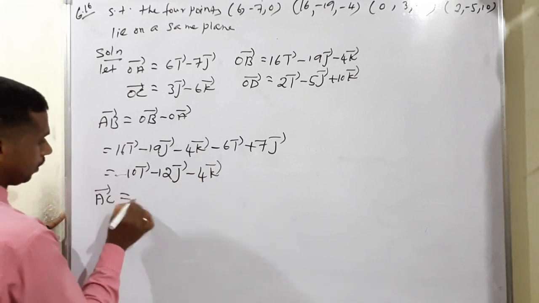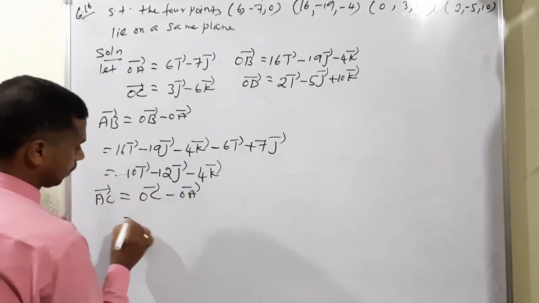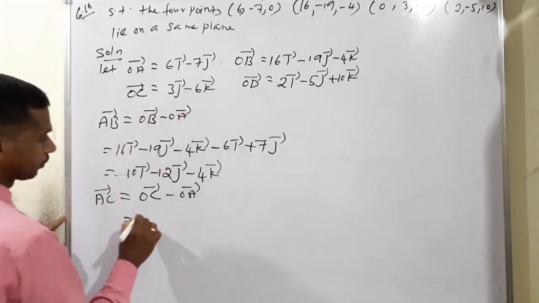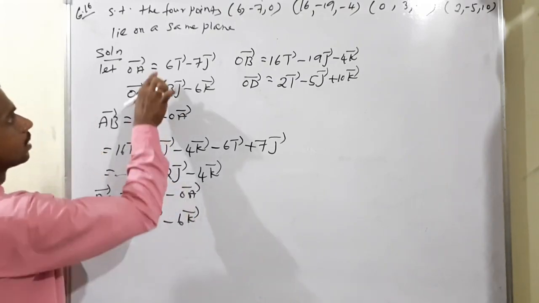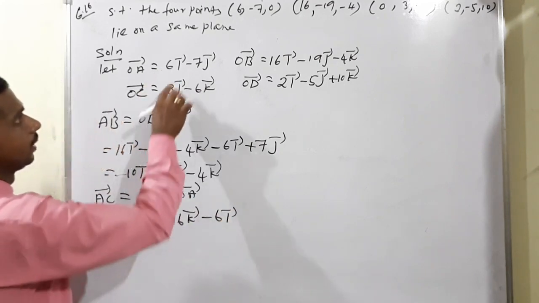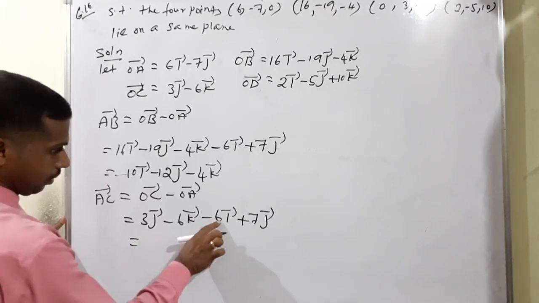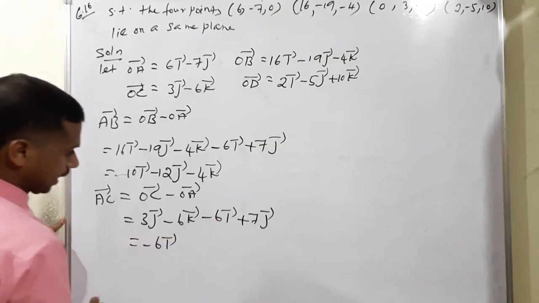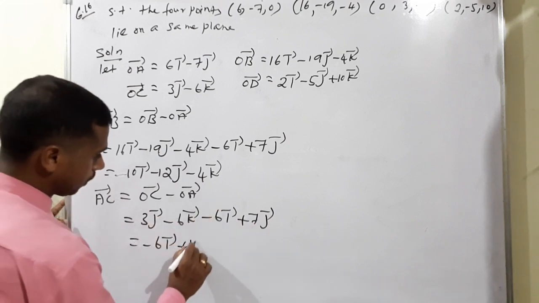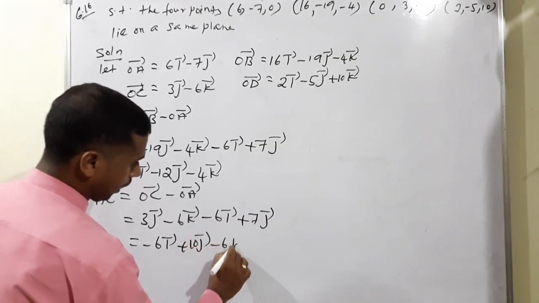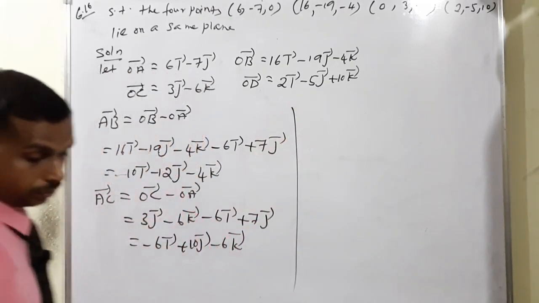Then AC vector is equal to OC vector minus OA vector. OC vector means 3j vector minus 6k vector. Then OA means minus 6i vector positive 7j vector. Again only i: minus 6i vector, positive 3 plus 4, isn't it? So positive 3 plus 4 means 10j vector. Then only k: minus 6k vector. Last condition AB is over as well as AC also. Then last one AD.